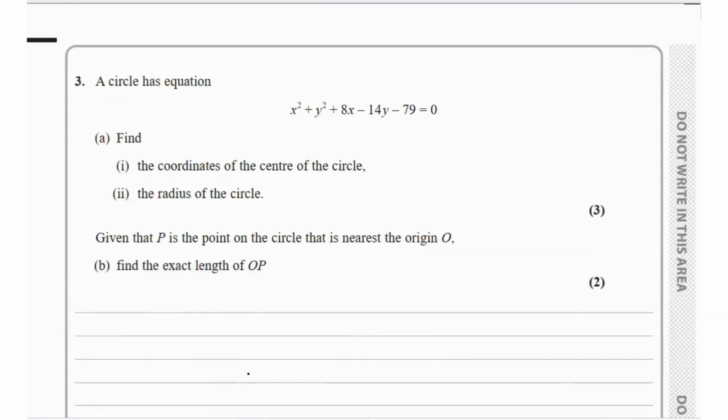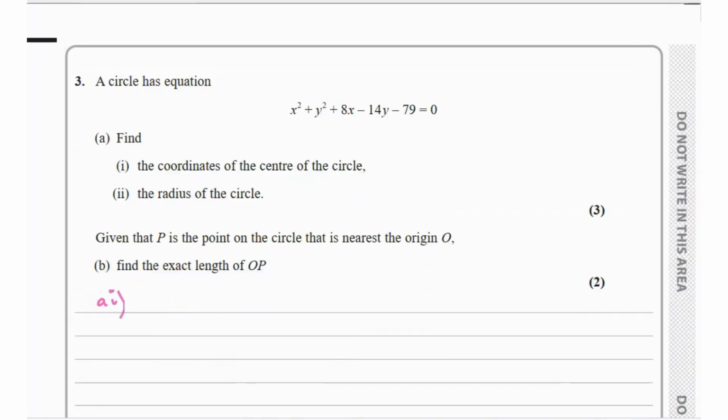Then since the circle has equation x squared plus y squared plus 8x minus 14y minus 79 equals 0, find the coordinates of the center of the circle, then the radius of the circle. So for that we have to convert this equation into completing square form. So we'll do completing square form separately on x and separately on y.